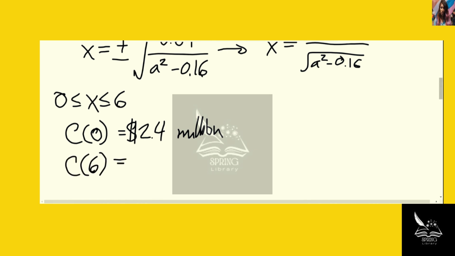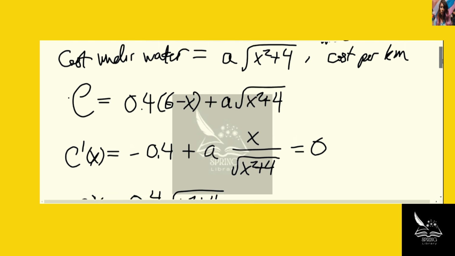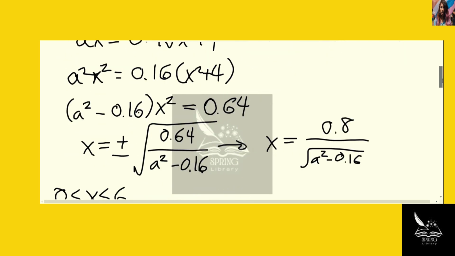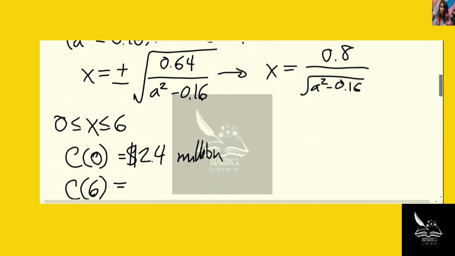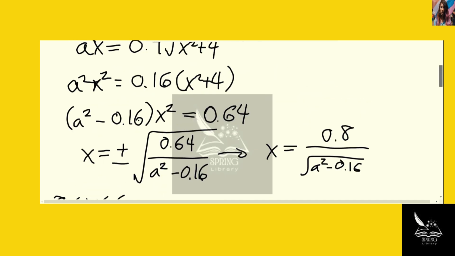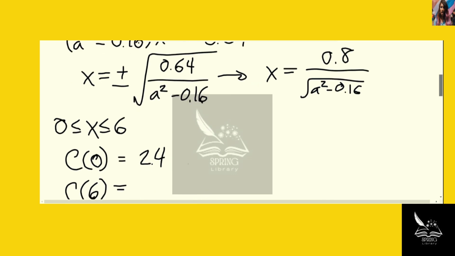Likewise, C of 6, well, this is 0.4 times 0, which is 0, plus, actually, I was wrong about that. This is not 2.4. I was looking at the derivative. So it's 2.4 plus a times the square root of 4, which is plus 2a.